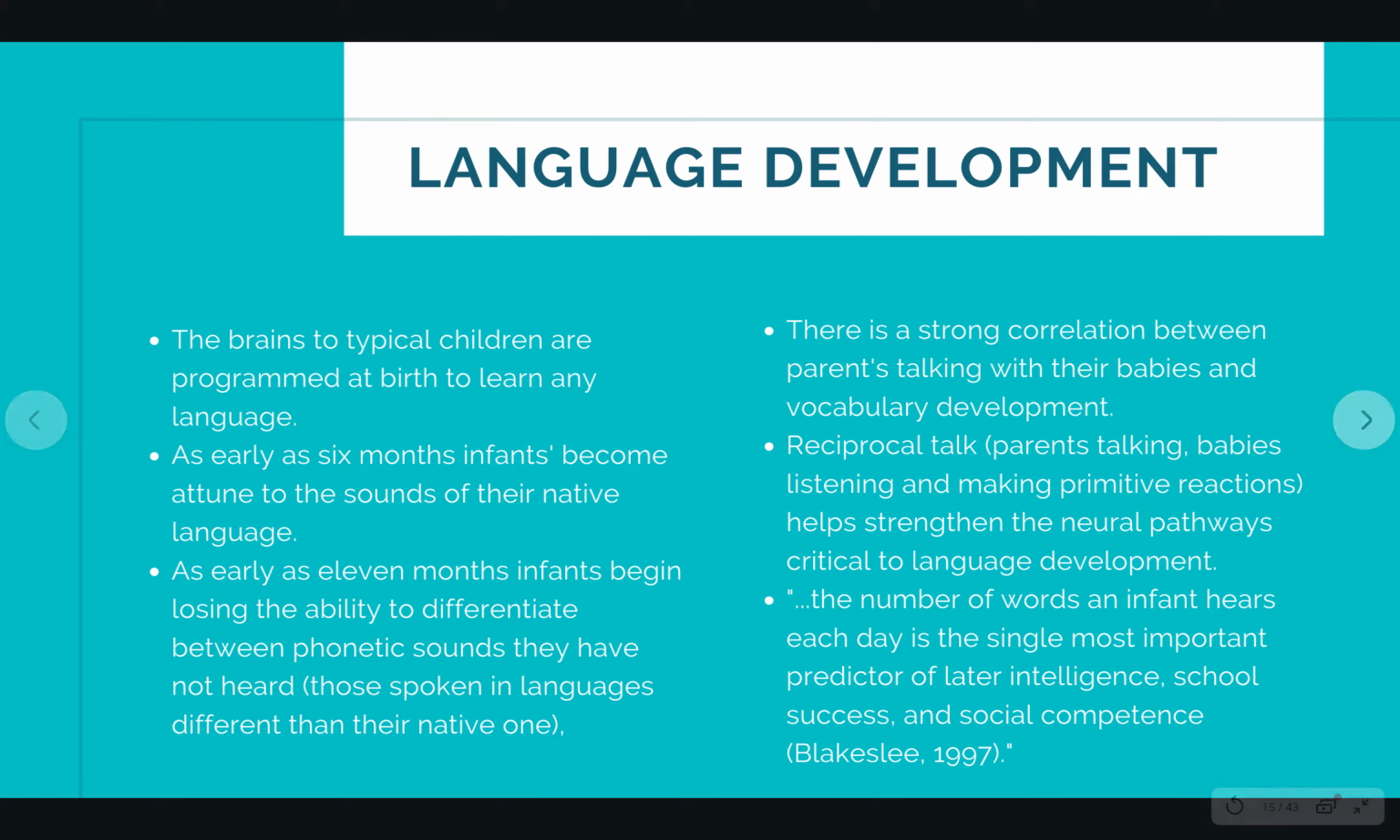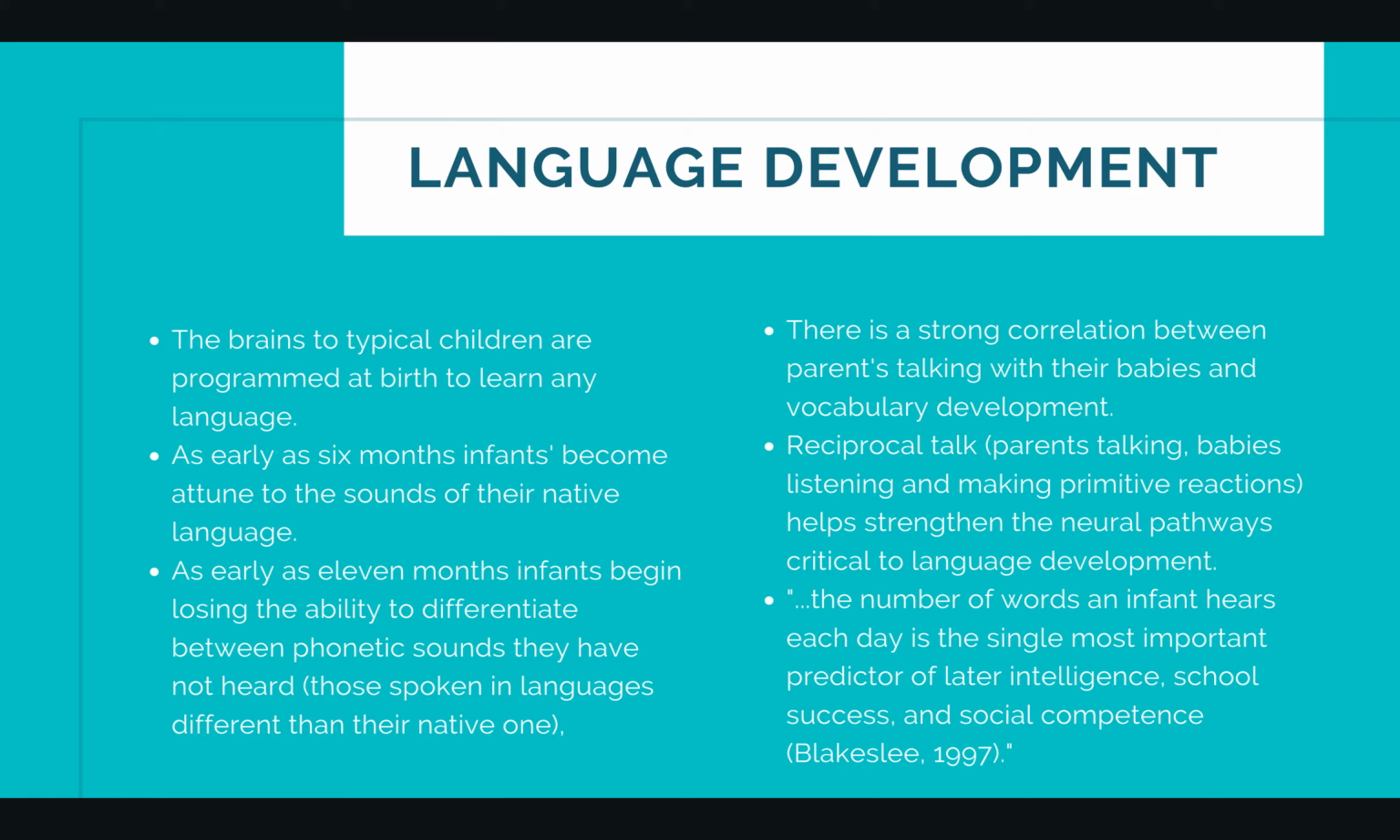Language development. The brains of typical children are programmed at birth to learn any language. As early as 6 months, infants become attuned to the sounds of their native language. As early as 11 months, infants begin losing the ability to differentiate between phonetic sounds they have not heard, those spoken in other languages different from their native.